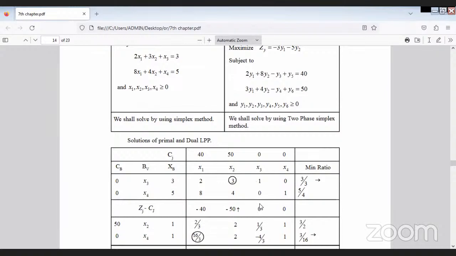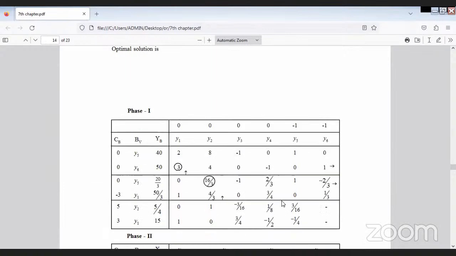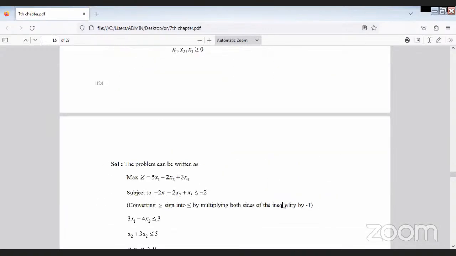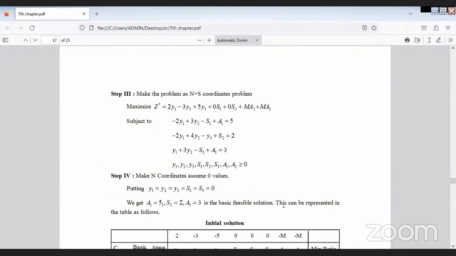Solution of the primal of the dual LPP, Cj. What are the values I am writing here? You have to follow phase 1 and phase 2 here. These are the same problems as in this unit.